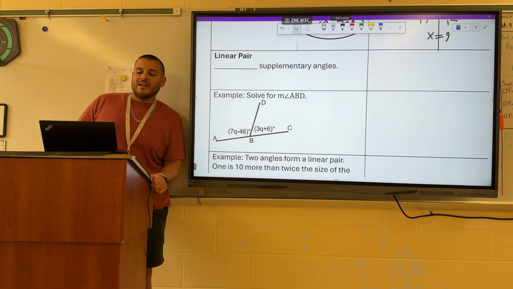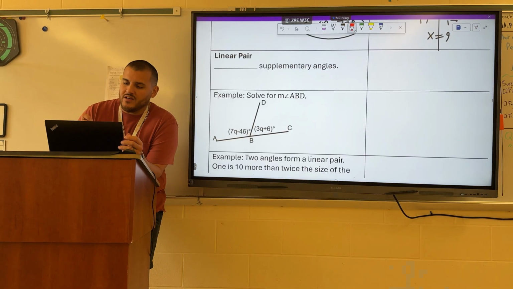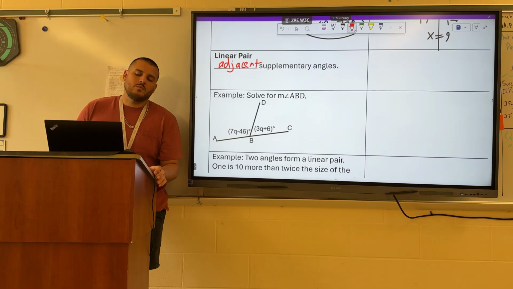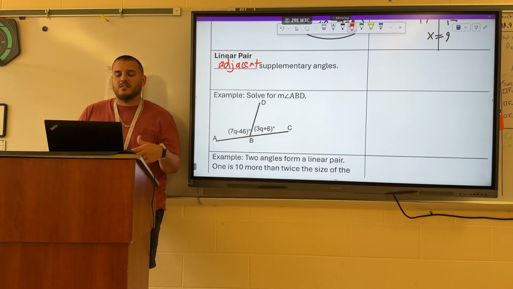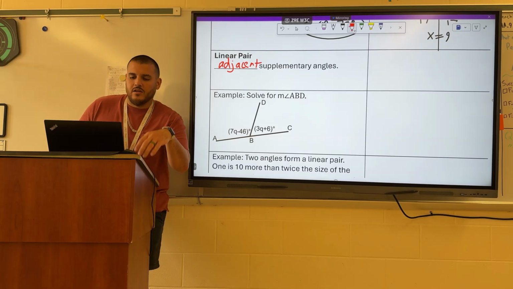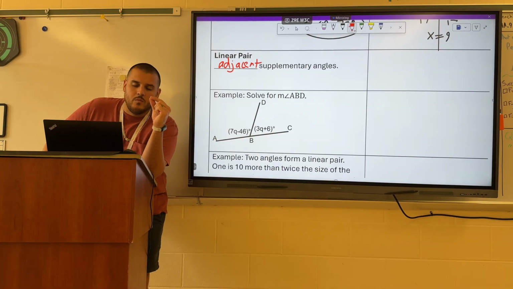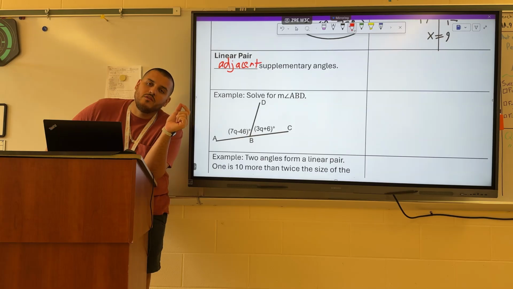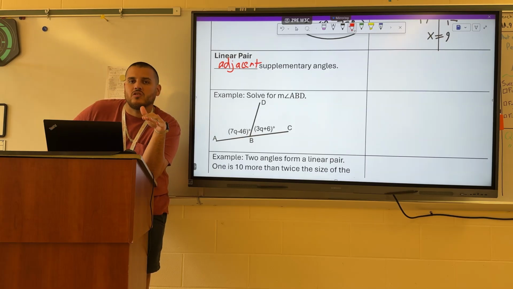Our next angle pair is the linear pair. Linear pairs are just adjacent supplementary angles. So remember, adjacent means next to. They're going to be sharing a side and sharing a vertex, and they're going to be supplementary to each other, adding up to 180 degrees. The key thing here is remembering what 180 degrees looks like. Hopefully you go back to 1.5 and remember that that is a straight angle.